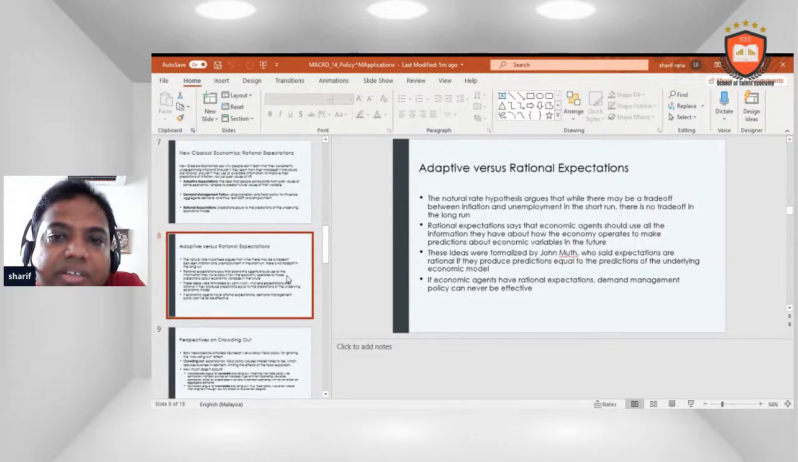Rational expectations says that economic agents should use all the information they have about how the economy operates to make predictions about economic variables in the future. These ideas were formalized by John Muth, who said expectations are rational if the prediction equals the predictions of the underlying economic model. If economic agents have rational expectations, demand management policy can never be effective.